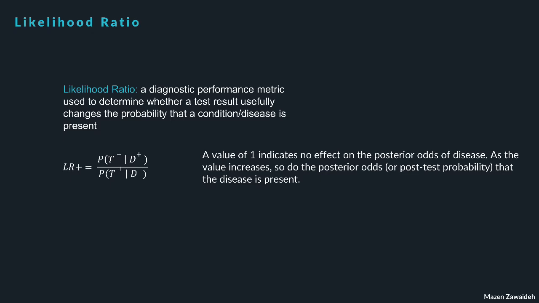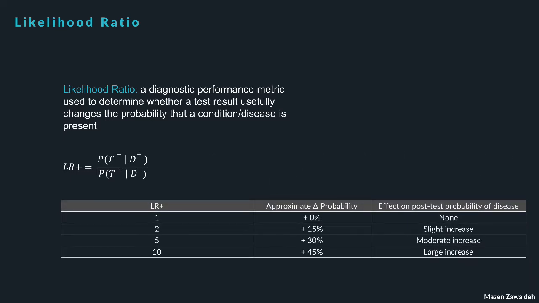Think about what the value of 1 means. It states that the probability of the test being positive is the same whether or not the disease is present. Thus, we gain no new information to alter our prior belief. As the value of the positive likelihood ratio increases above 1, so do the posterior odds, or post-test probability, that the disease is present. To demonstrate, here is a table that relates the numerical value of the positive likelihood ratio to the approximate change in probability that the disease is present. Again, note that as the value of the positive likelihood ratio increases, so does our post-test probability of disease.